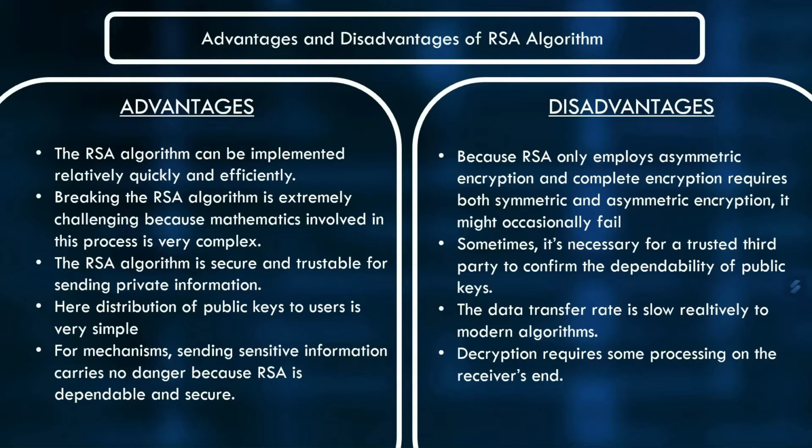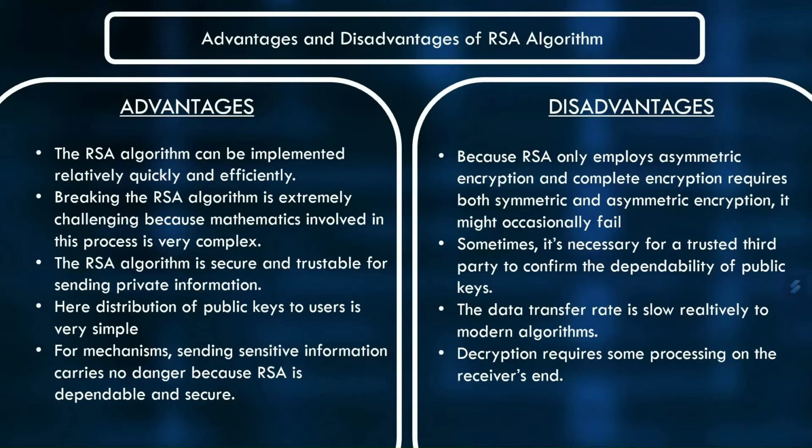Now, let us discuss advantages and disadvantages of RSA algorithm. First, advantages. The RSA algorithm can be implemented relatively quickly and efficiently. And the second advantage is breaking the RSA algorithm is extremely challenging because mathematics involved in this process is very complex. This gives it edge over other algorithms. The third advantage is the RSA algorithm is secure and trustable for sending private information. Here, distribution of public keys to users is very simple.